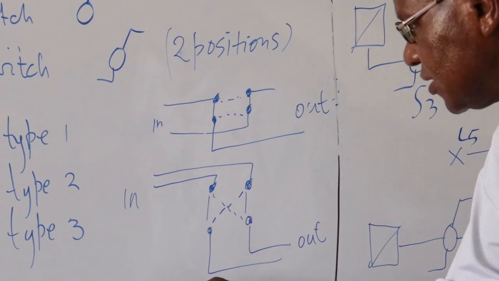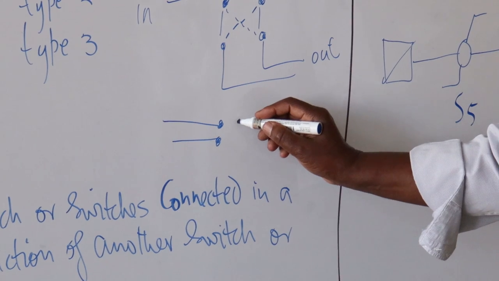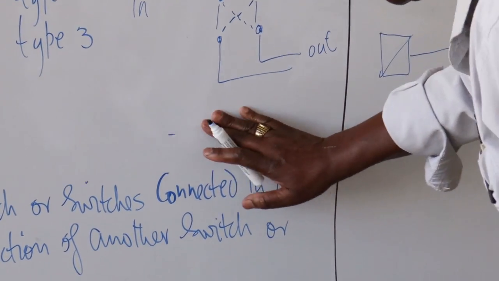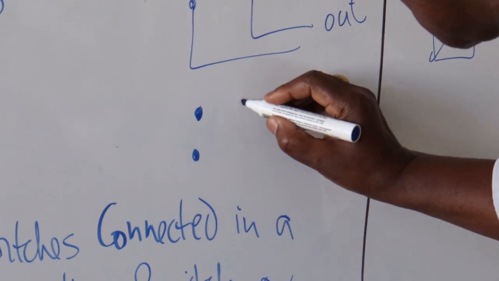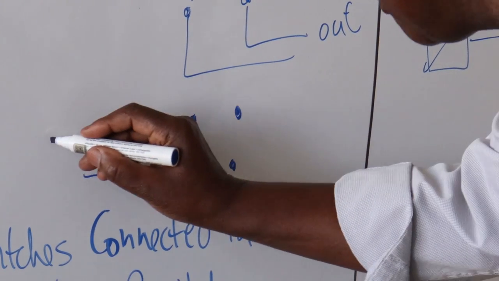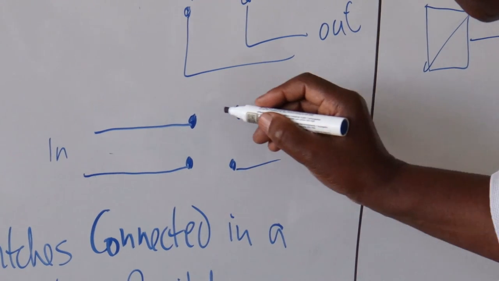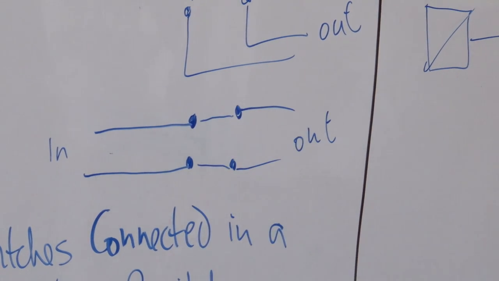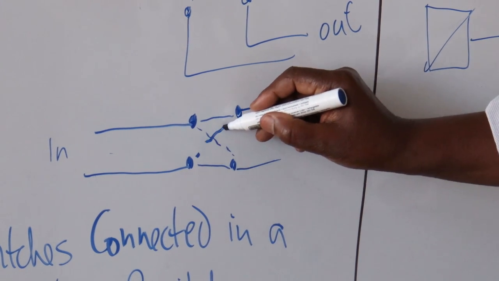And then we have the type 3. The type 3 is simply something. Yeah, the four terminals, like that. So this one will be the incoming, this one outgoing. And the connections here will be in one position. They will be connected like that one. And when you flip over, they will be connected like that.